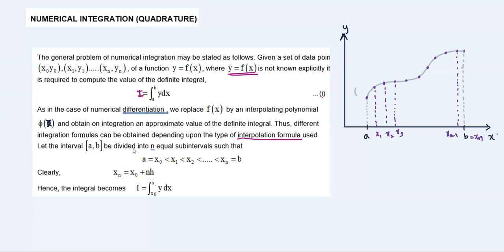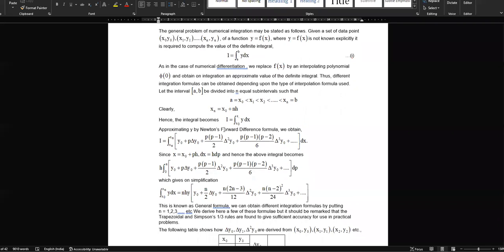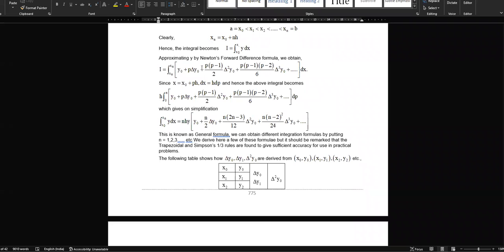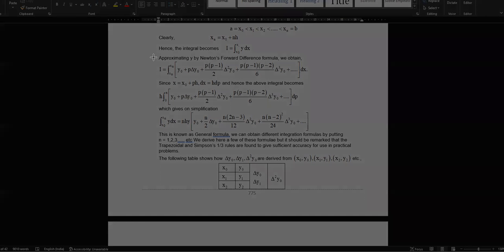Now, let the interval AB be divided into n equal subintervals as I've shown here. Clearly, xn is x0 plus nh. Hence, the integral becomes integral x0 to xn y dx. Now, approximating y by Newton's forward difference formula. So why we had to do those differences is here.